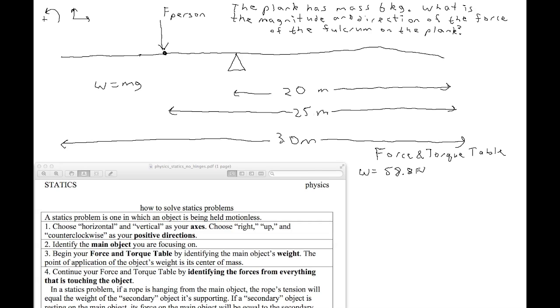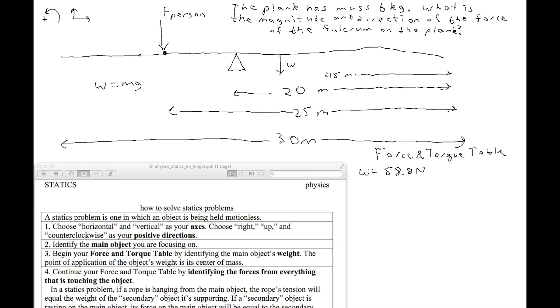58.8 newtons. Now notice though here in step 3, we also have to identify the point of application of the plank's weight. So where is the plank's weight being applied? So that's at the center of mass. So that would be at 15 meters. That's right. So we need to draw that in at that position. And what's the direction of the weight? Down. So let's say that this is the weight here at a location of 15 meters.